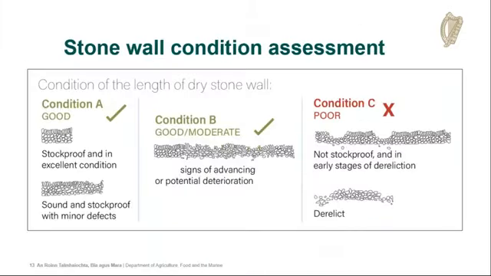The next part of that question then is a very simple condition assessment, and we're only asking for condition assessment of 2 types of boundary features, stone walls and hedgerows. And you can see how simple it is here. The stone wall is either in really good condition, where it's stock proof and excellent condition, or it's in moderate condition, it's still stock proof and they might have a little bit of deterioration. Or it can be poor, so that it's not stock proof and it's in some stage of dereliction or completely derelict. So there's marks awarded for condition A and B, no marks for condition C.